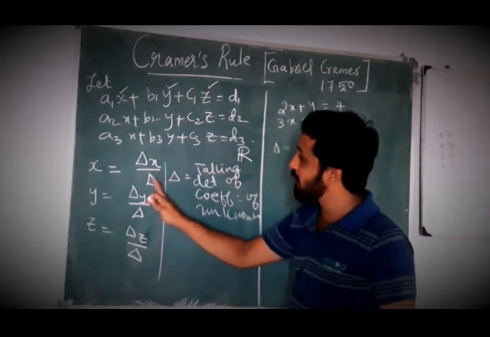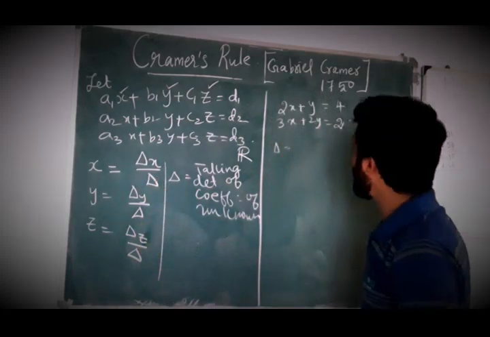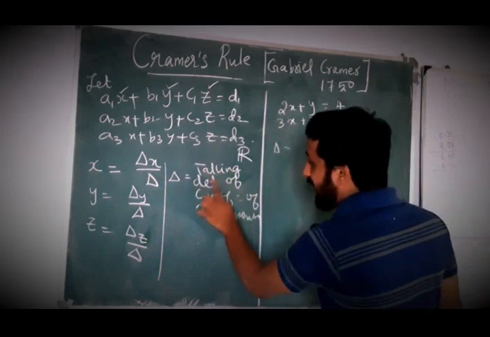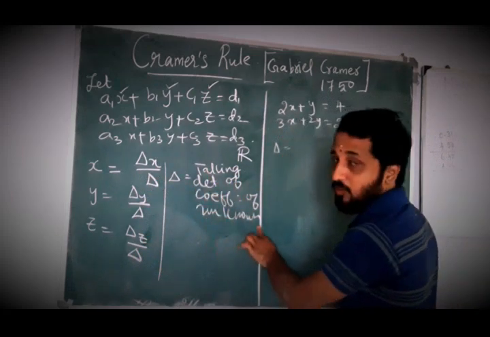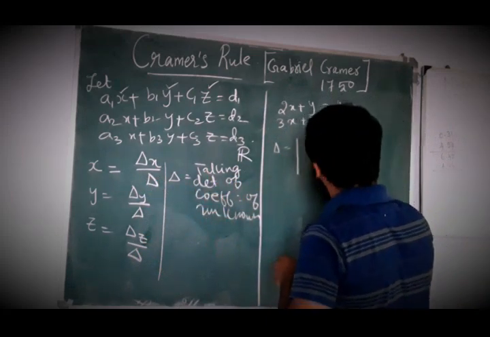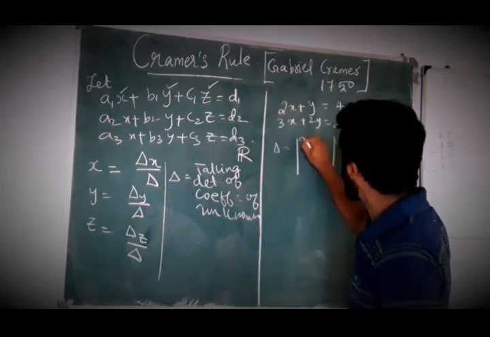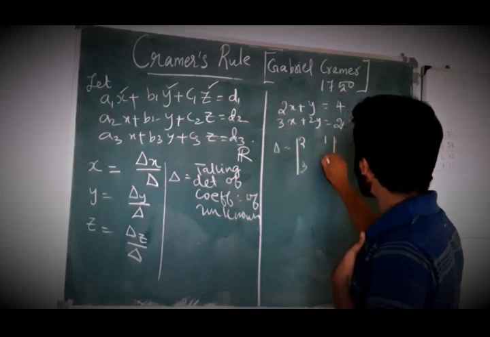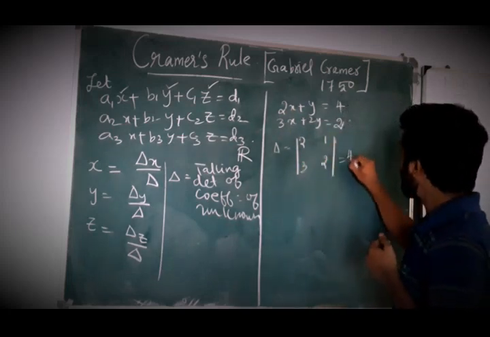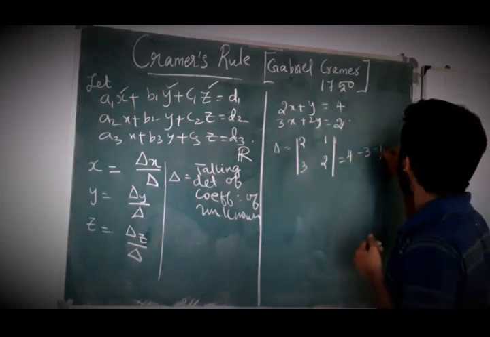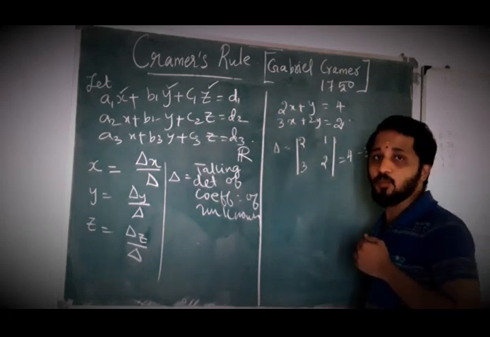So first I am going to find the value of delta, because delta is needed for all the unknown variables we want to find. What is delta? Taking the determinant of the coefficients of the unknown variables, that is 2, 1, 3, 2. Yes or no? 2 2s are 4, 4 minus 3 is 1. So the value of the determinant is 1.